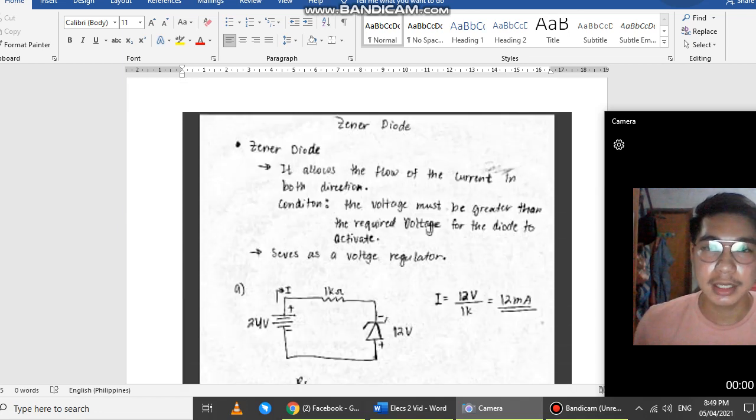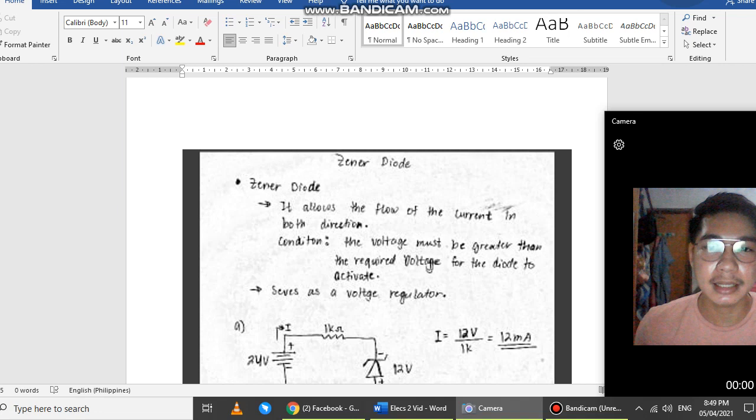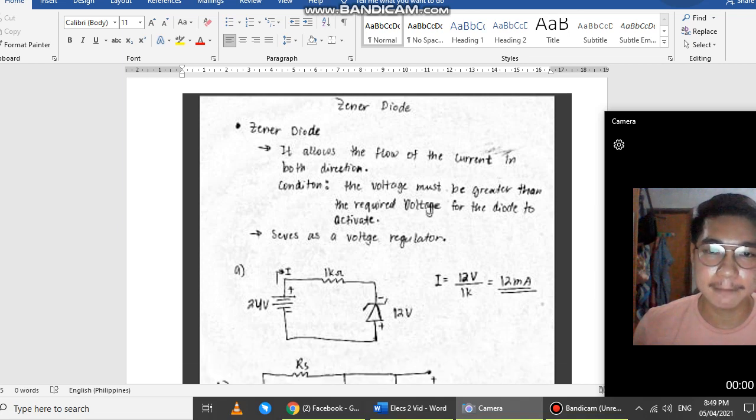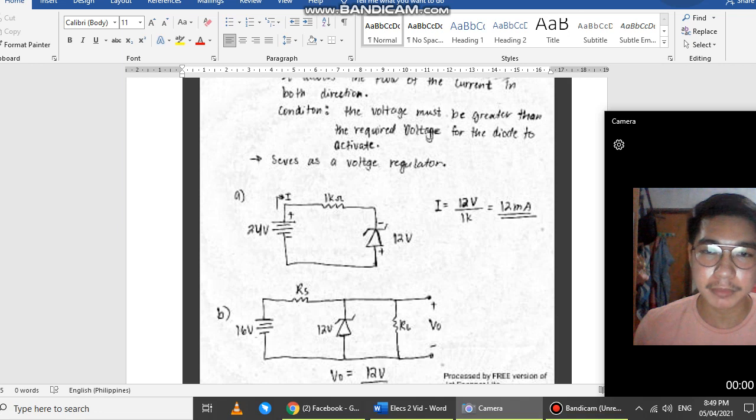Zener diode. It allows the flow of current in both directions, unlike the ideal diode, which only allows current flow in one direction. Condition: the voltage must be greater than the required voltage for the diode to activate. And it can also serve as a voltage regulator.